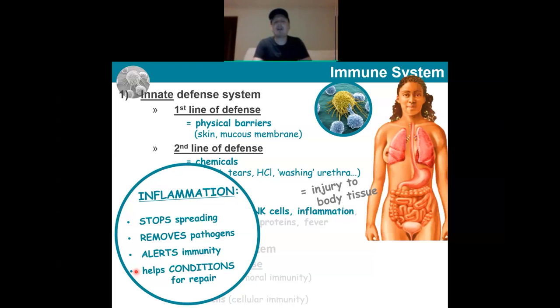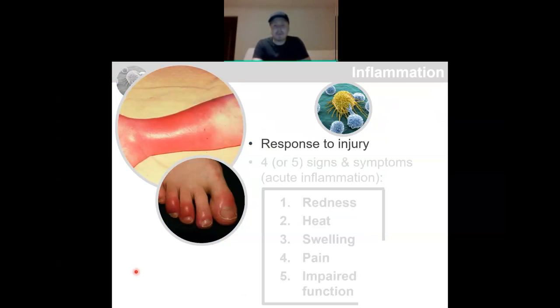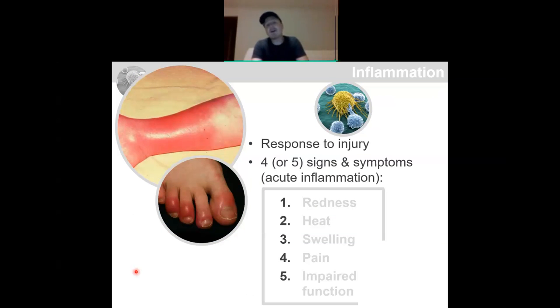So let's have a look at the signs and symptoms of an inflammation. This would make a great example. What are the signs and symptoms of inflammation? So there we have a couple of body parts that have been inflamed. I think that's a wrist and then the toes of a foot. So inflammation is always a response to some kind of injury, and it depends on the classification whether we say that there's 4 or 5 signs and symptoms.